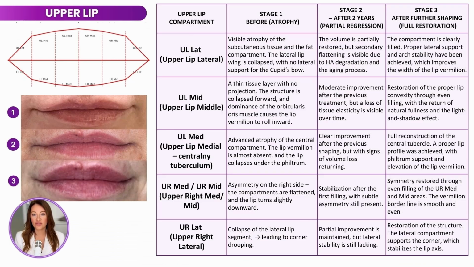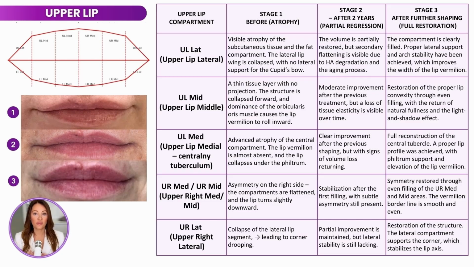Look at how each segment changes over time. First, you see pure atrophy and lack of support, then partial regeneration after the first modeling, and finally the effect of full reconstruction after the next procedure. These are not different lips. It is the same lip, responding to different stages of its tissue history.